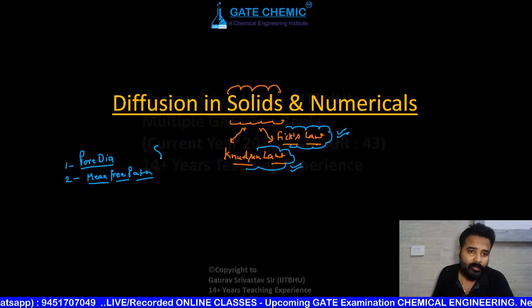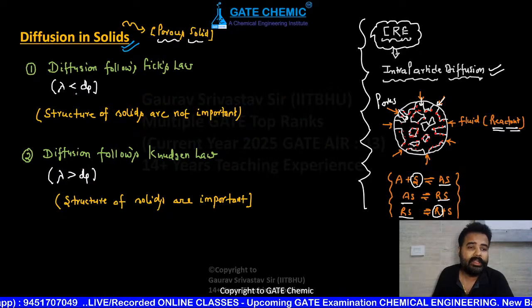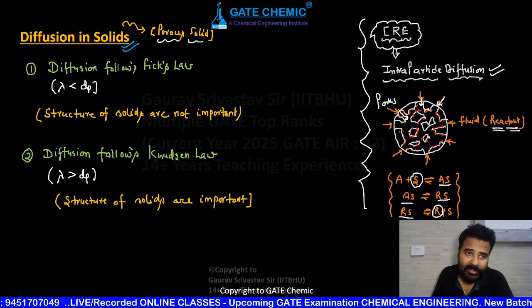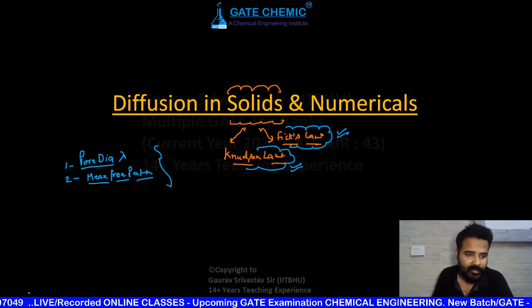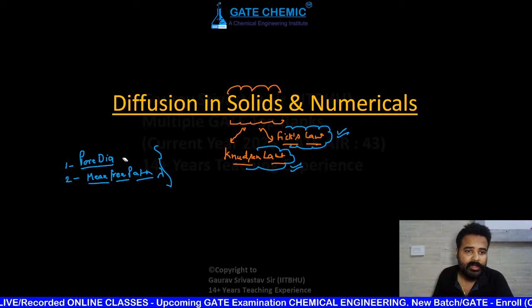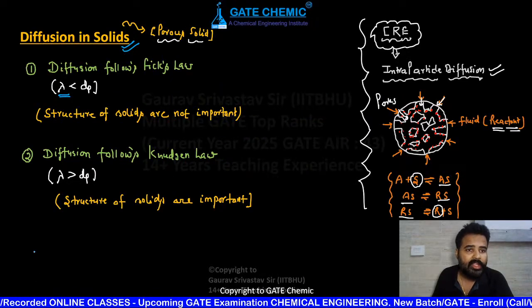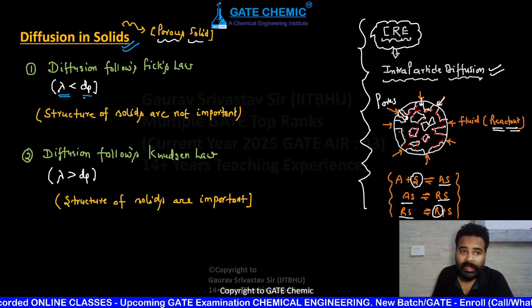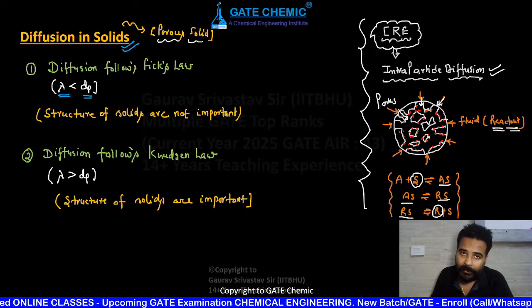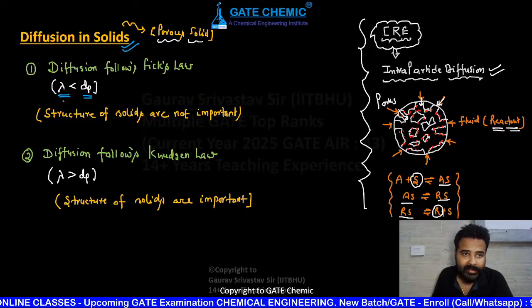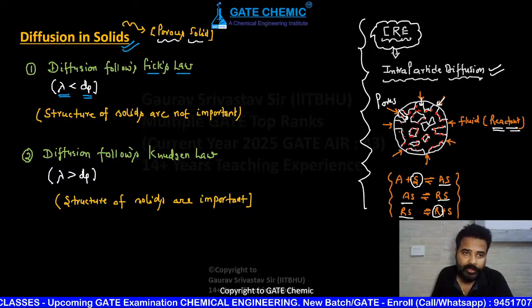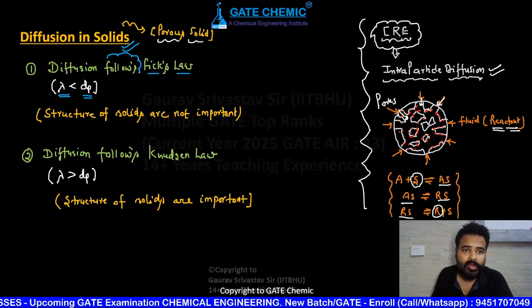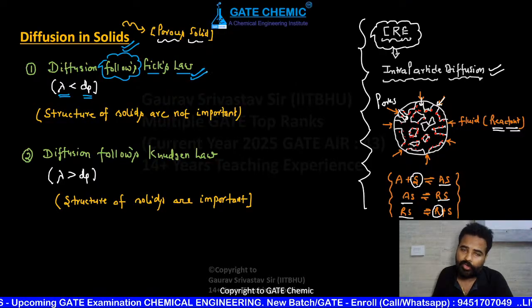So two cases you can see. In one case, when the pore diameter is more than the mean free path, you are going to use Fick's law. These types of diffusion in solids are going to follow Fick's law that you had already seen.